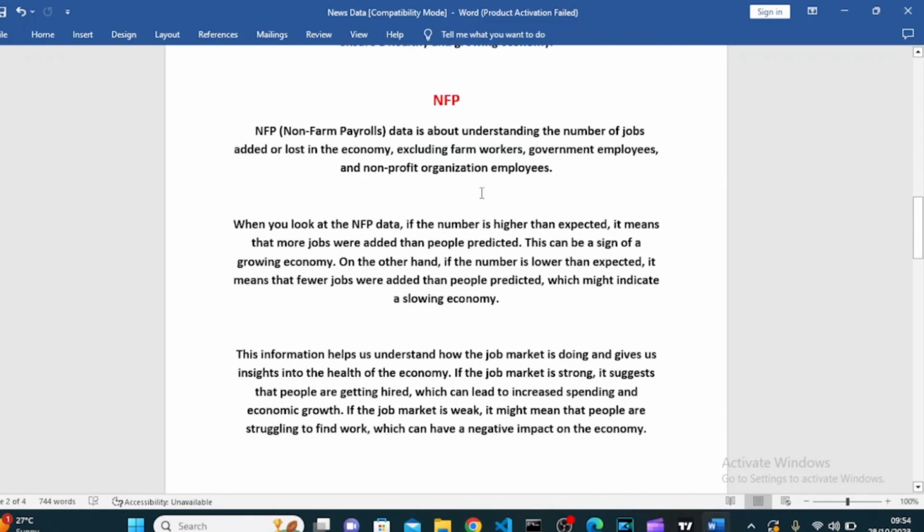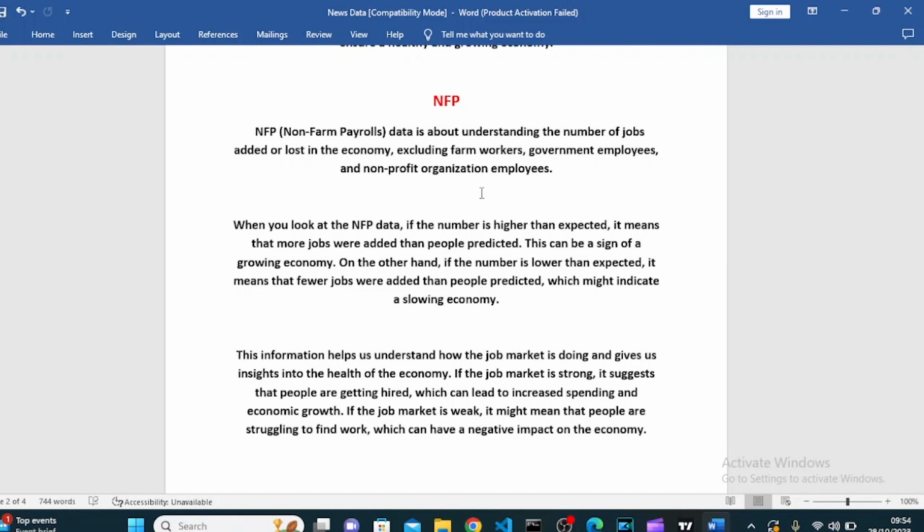Okay, NFP. All right, NFP means non-farm payrolls. The data is about understanding the number of jobs added or lost in the economy, excluding farm workers. Of course, this should give you an idea. If more jobs are added in the economy, it's a bonus. It means the economy is doing well.